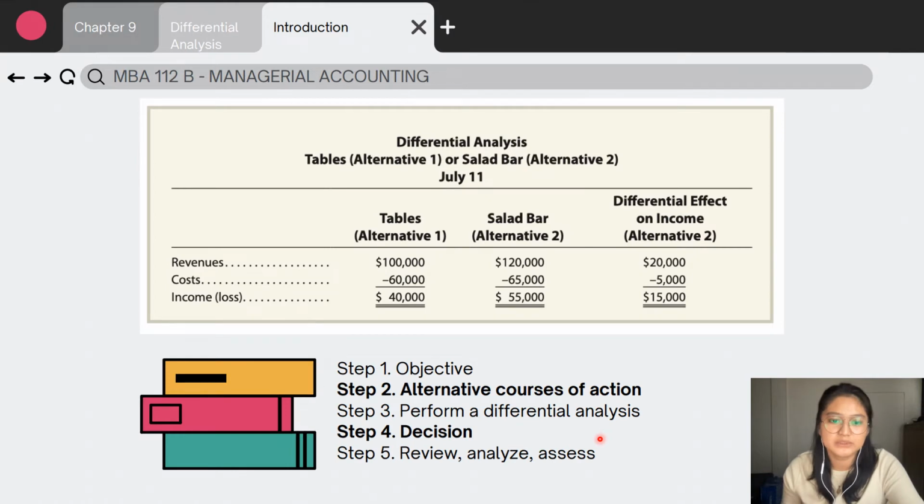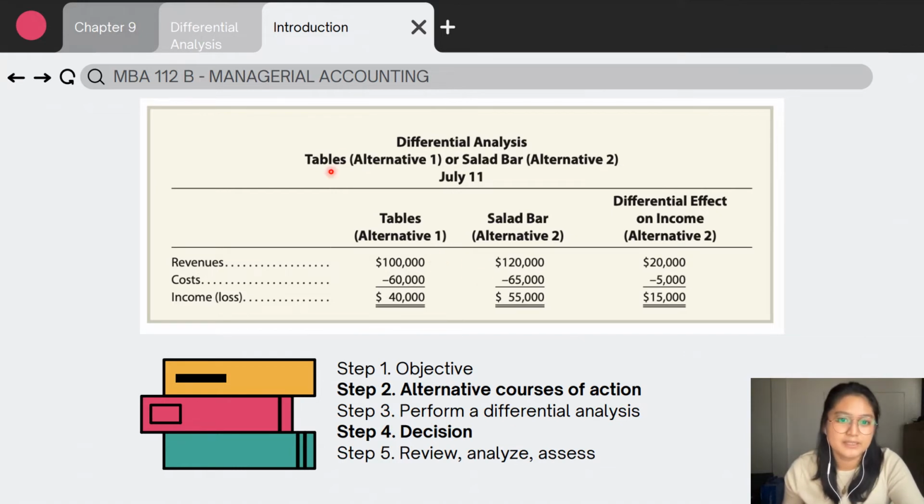Before a manager decides the best alternative course of action, these are the steps involved in the decision making. Step 1 is to identify the objective of the decision. Most of the time, the objective is to maximize revenue. Then step 2 is to identify alternative courses of action, in which we have here alternative 1 and alternative 2. Step 3 is to gather information and perform a differential analysis.